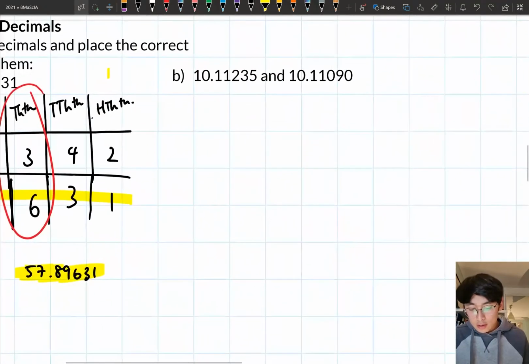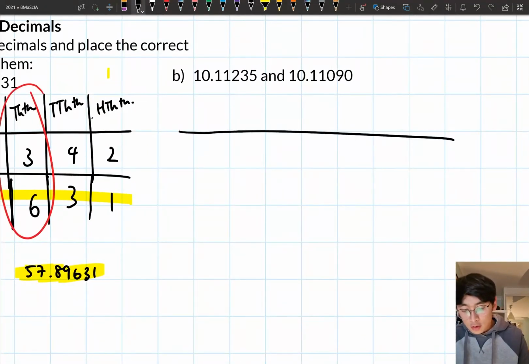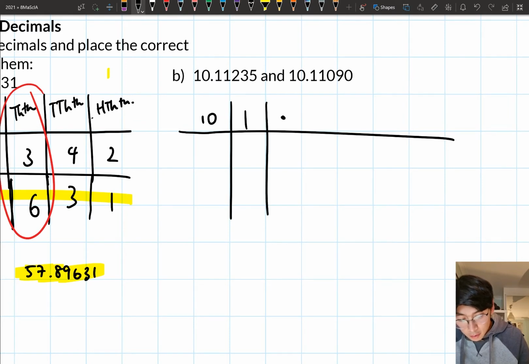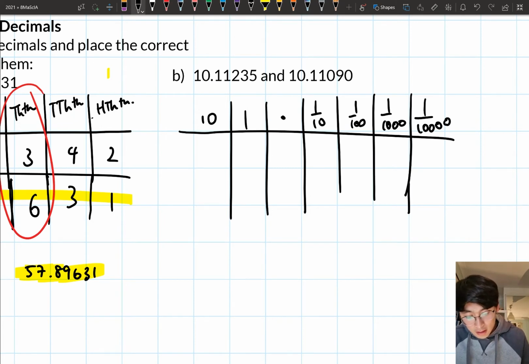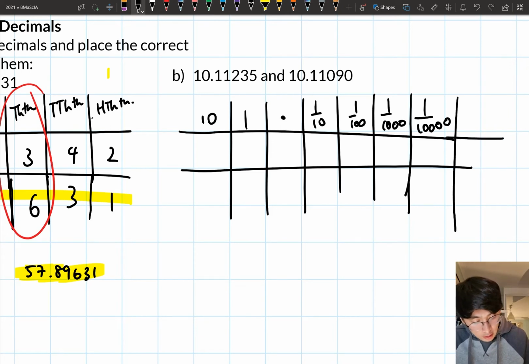Let's have a go at the next one. Here, I'm going to do the same thing, but a lot quicker. Let me try this again. Tens, units, decimal point, tenths, hundredths, thousandths, ten thousandths. Hopefully this is a little less confusing than the previous one. So 1, 2, 3, 4, 5. I need a fifth one. I need hundred thousandths. So 1, 2, 3, 4, 5. Yep, cool.